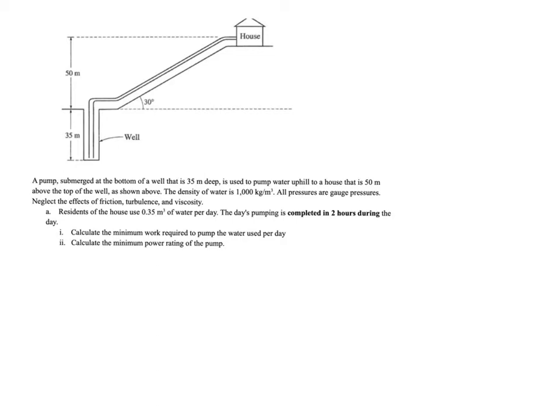Part A. Residents of the house use 0.35 cubic meters of water per day. The day's pumping is completed in 2 hours during the day. 1, calculate the minimum work required to pump the water used per day. And 2, calculate the minimum power rating of the pump.